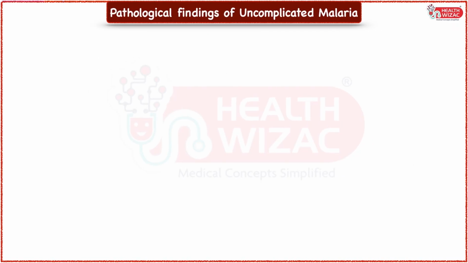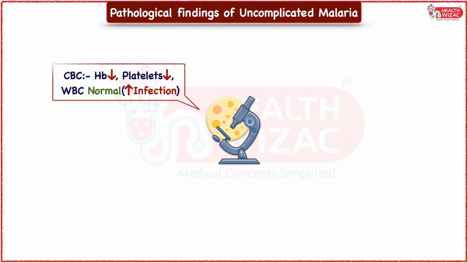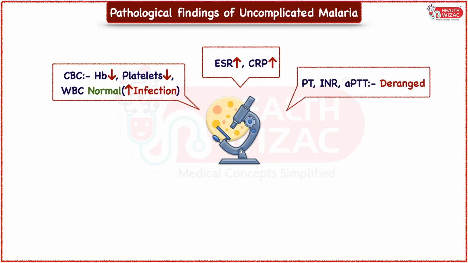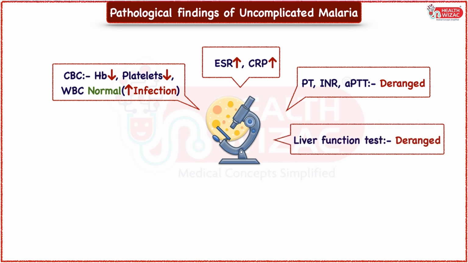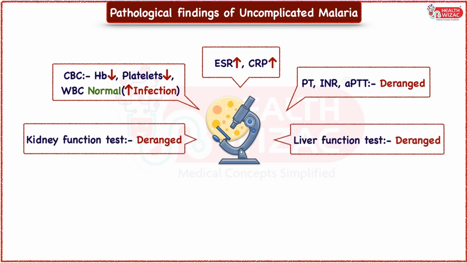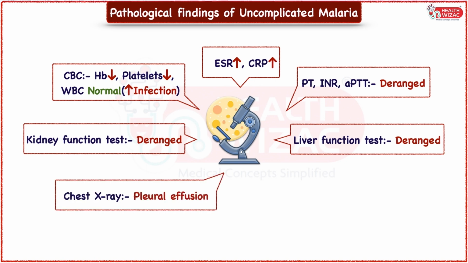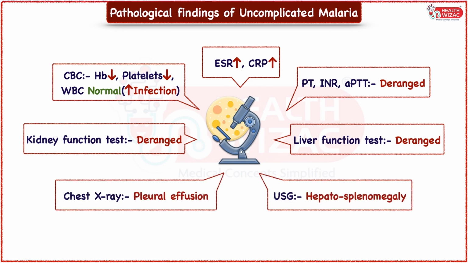Pathological findings of malaria include the following. CBC may show anemia associated with thrombocytopenia with usually normal WBC count, but it may be elevated in case of secondary infection. ESR and CRP may be elevated. Coagulation profile may show derangements in PT/INR and APTT values. LFT may show derangement in liver enzymes. Some patients may even manifest deranged kidney function. X-rays may show pleural effusion, whereas sonography may reveal hepatosplenomegaly.